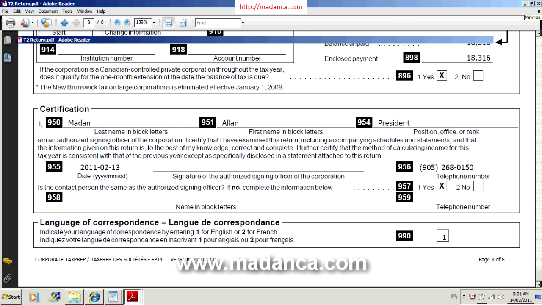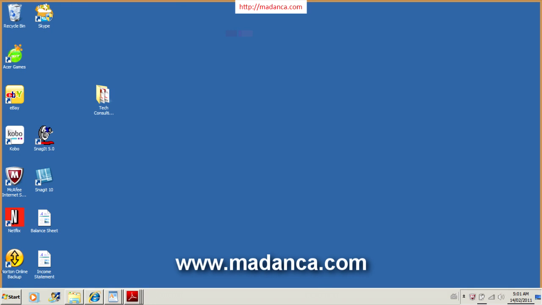That completes the preparation of the corporation income tax return and related schedules.